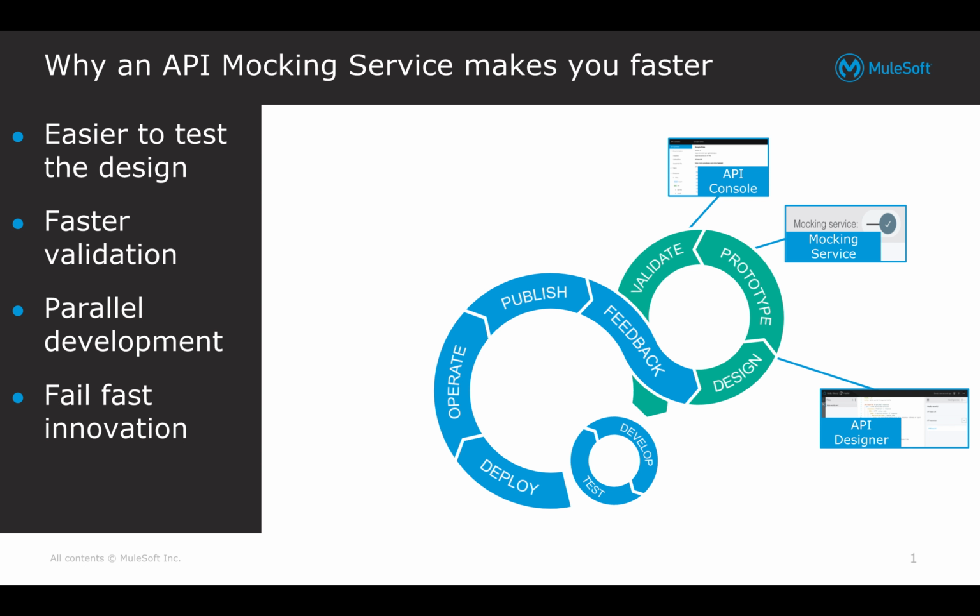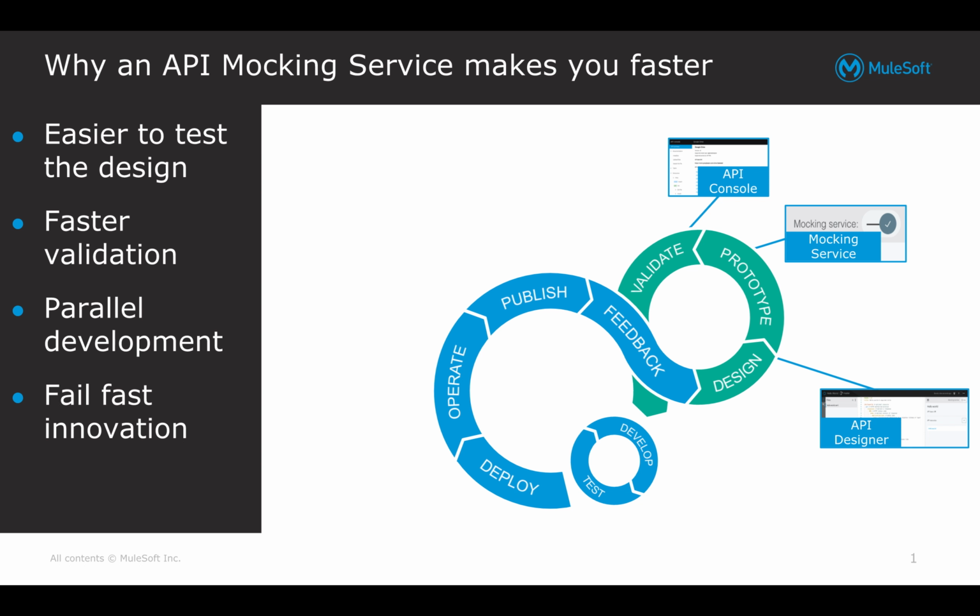This has a huge impact on your project delivery speed because as soon as we move on to the development phase, we know that what we're building is correct if we validated the design. And this saves us going through expensive build cycles, even if we're following an agile approach. It also enables us to do parallel development.